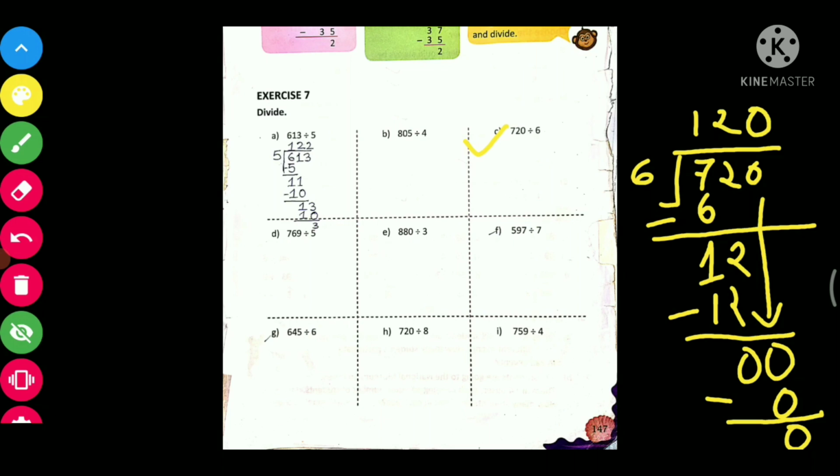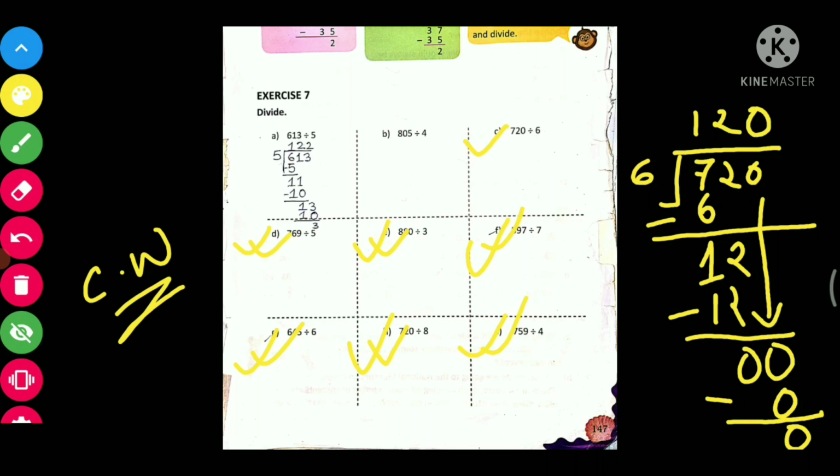Okay, so like this only you have to do the rest of it. D, E, F, G, H, I. These 6 questions you have to do in your classroom copy. Okay, so that's all for today. I hope that you have understood about division, how we can divide any 3-digit number, with or without regrouping, or if 0 is there, then how we can divide those numbers also. Okay, so that's all for today.